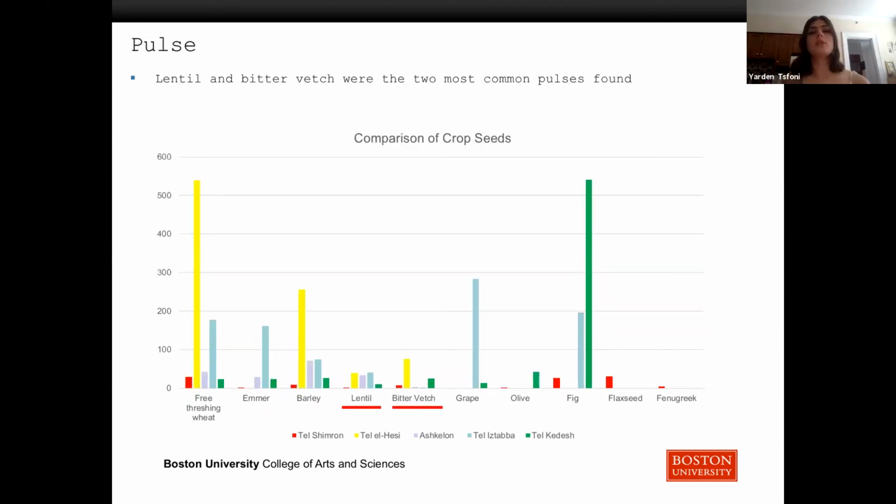And next I'll be talking about the pulses. So the 2 main pulses identified are lentil and bitter vetch. Lentil was not an uncommon staple in the Levant due to its high protein levels and is found at other sites such as Tel Hesi, Eshkelon, Tel Staba, and Tel Kedish, but appears at Tel Shimron in much, much smaller quantities. Bitter vetch is found in 1/4 of all samples and may be an indication of dung fuel, which is a line of evidence that sadly I won't have time to discuss in this presentation.